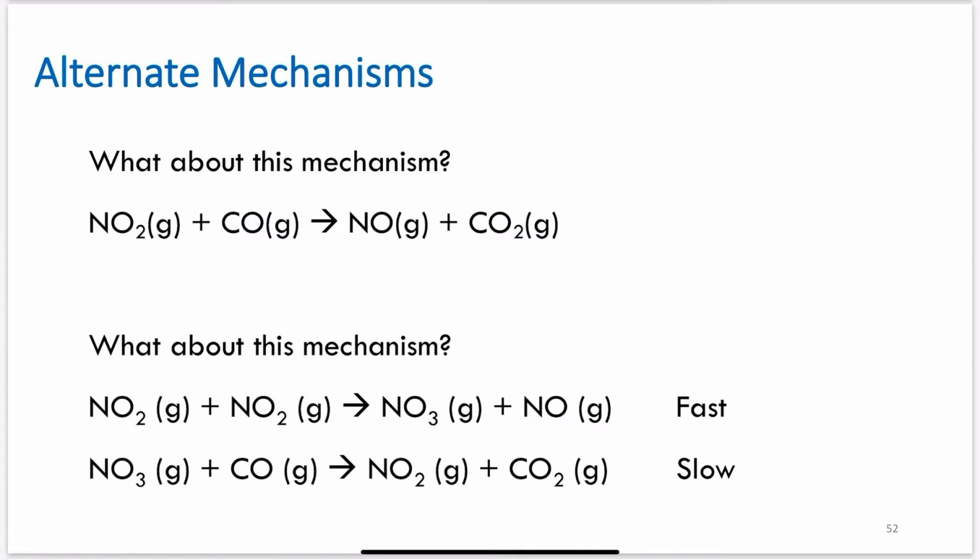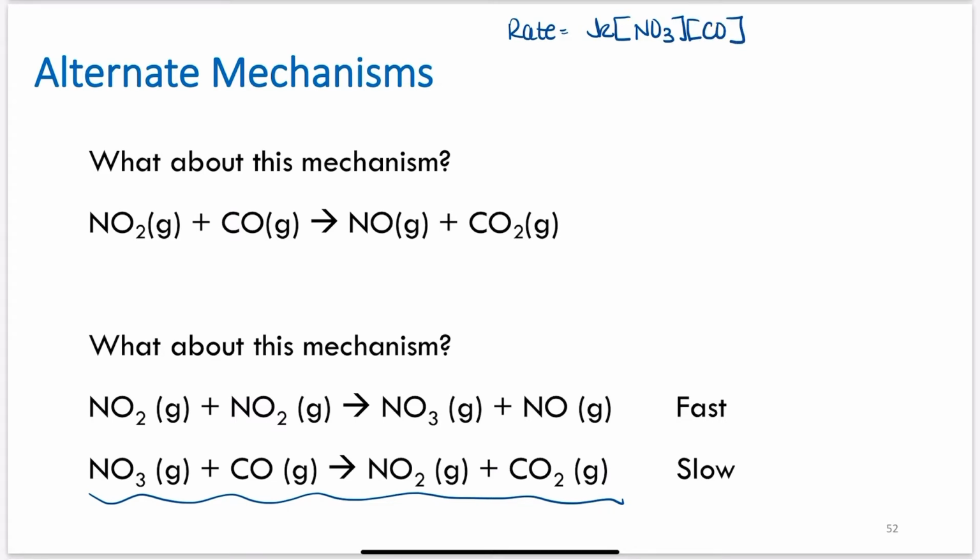So if I was to write the rate law based on my slow step here, the rate there would be equal to K, my rate constant, times the concentration of NO3 times the concentration of CO. The issue is I am not allowed to have intermediates in my rate law. Why? Because they're produced and consumed in a reaction. They're not a reactant or a product. So I can't have them in my overall rate law. So I've got to find a way to substitute this in.